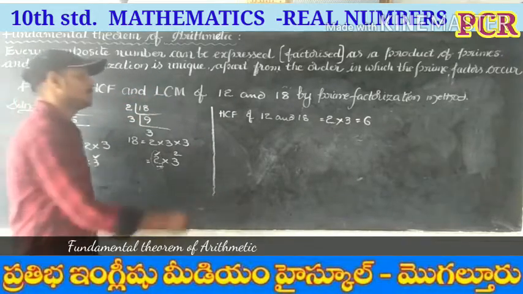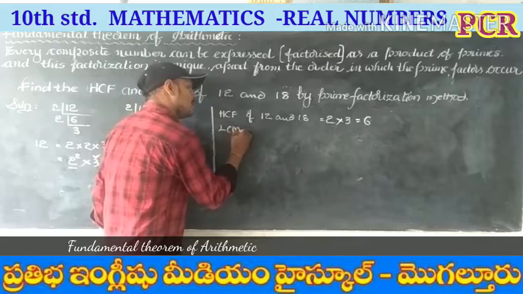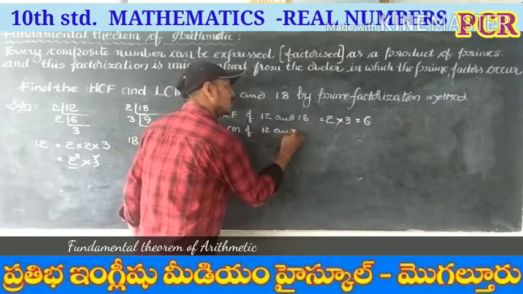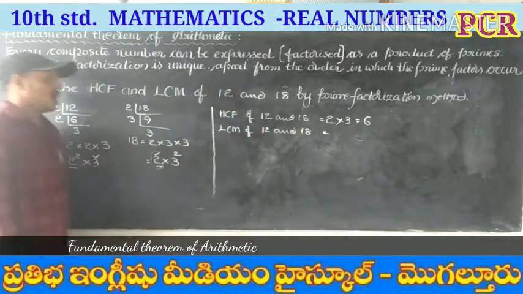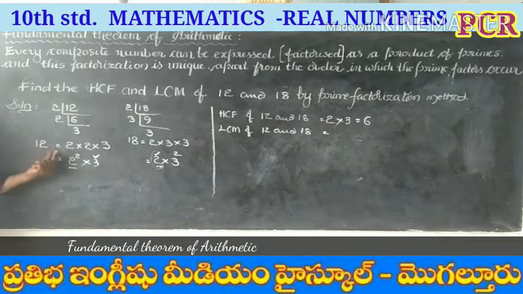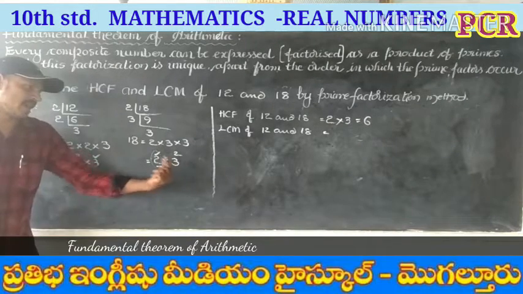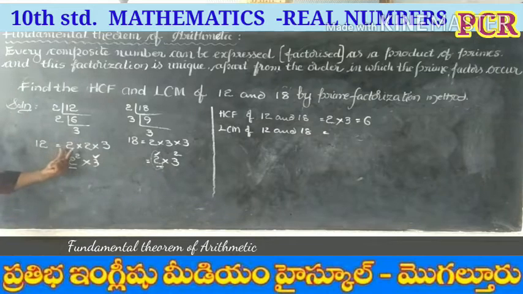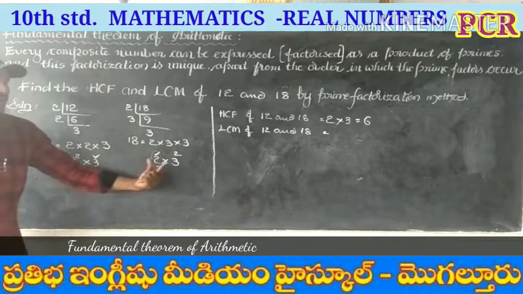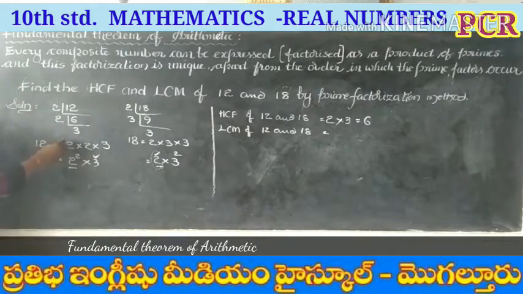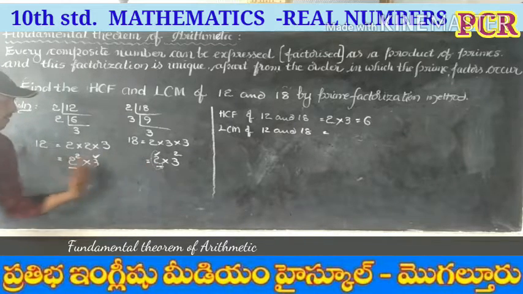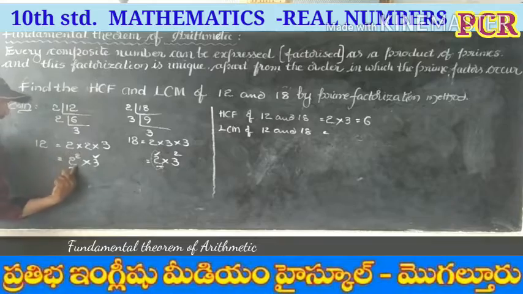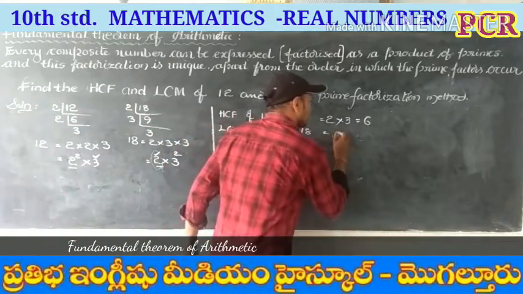Now the LCM of 12 and 18 is equal to, now LCM means the factors of highest powers of each factor. So all factors, not only common, all factors, each factor. That means here 2, what is the highest power? It has the highest power 2 square.